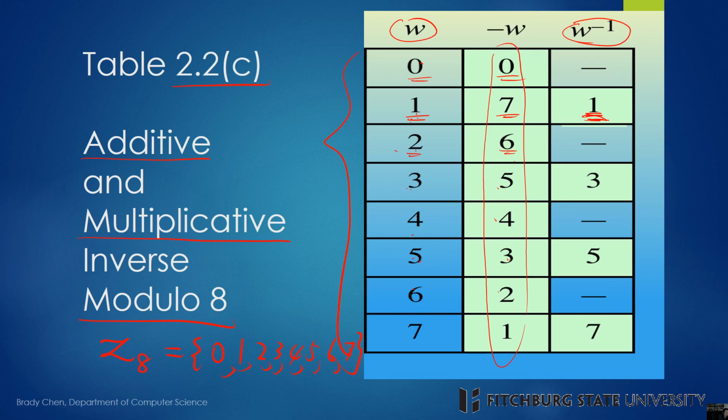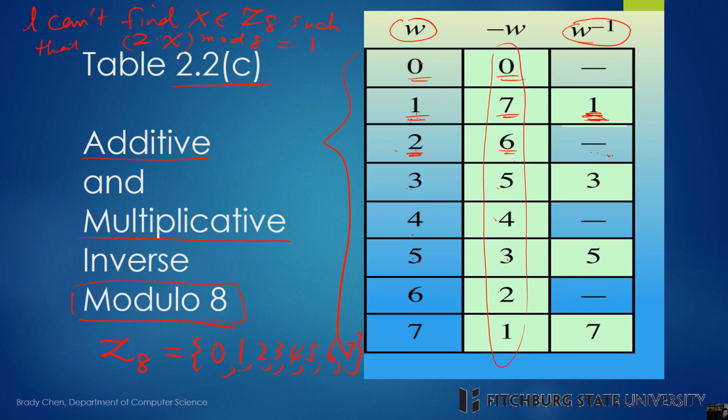Now, for number 2, there is no multiplicative inverse modulo 8 because I can't find x in Z8 such that 2 times x modulo 8 is 1. Okay, so that's why 2 has no multiplicative inverse modulo 8. Don't forget the modulo.